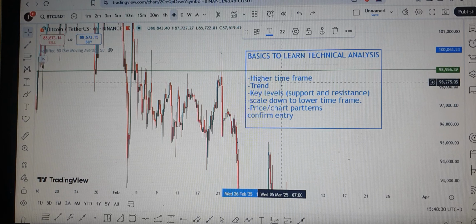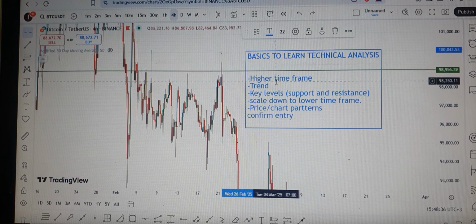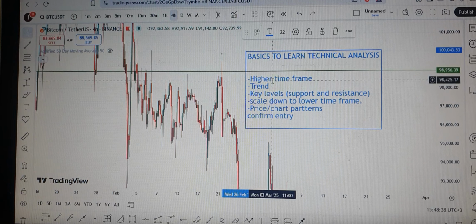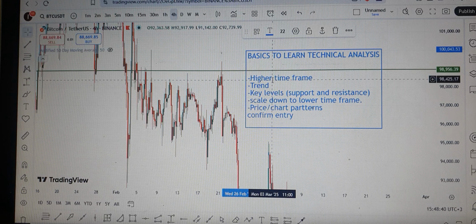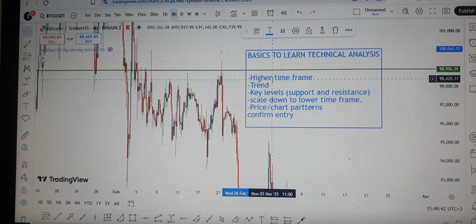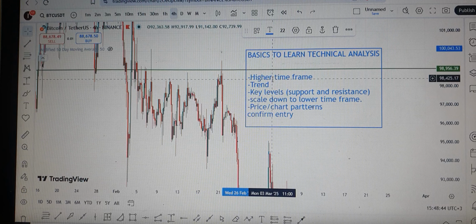Why do we need to start with a higher time frame? Higher time frame just summarizes the general direction of the market. You understand? If you're in a higher time frame, you can clearly see what the market is doing. Of course, if you're a swing trader, you'll get an entry in 4 hour. But when you go to 1 day, it will give you what exactly the market is doing per day, and then over a long period of days, how the market is moving.